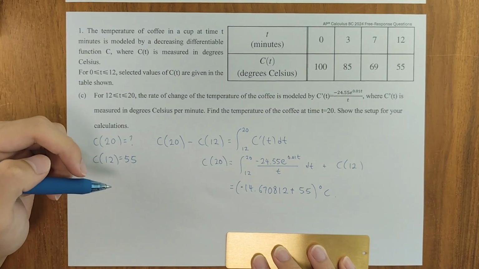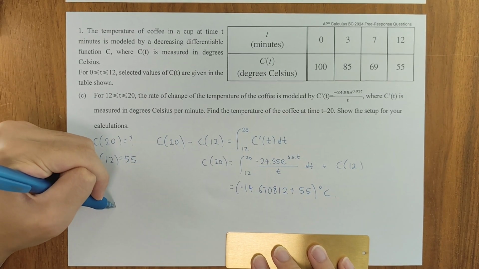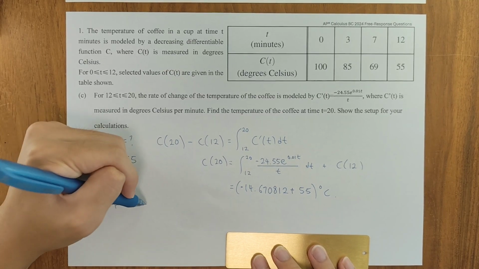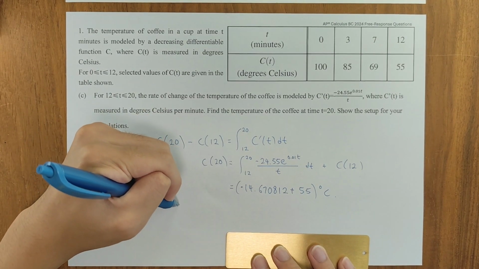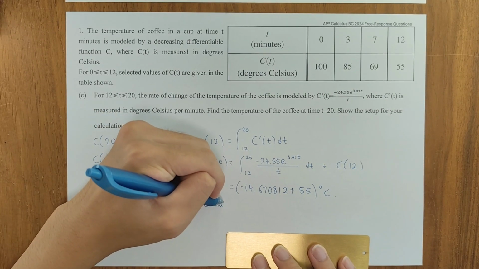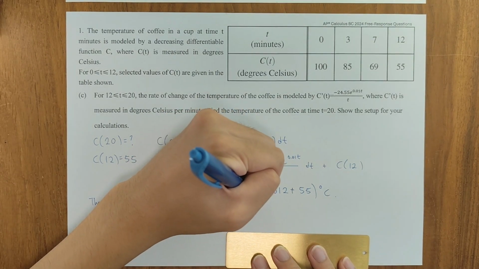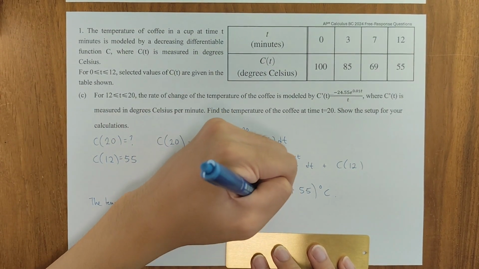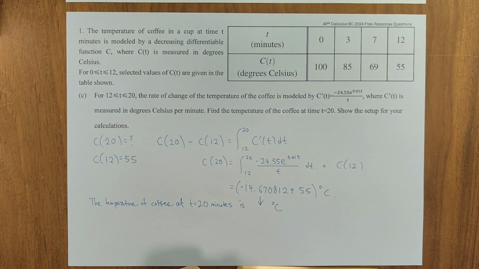So the temperature of coffee at t equals 20 minutes is this amount of degrees Celsius, and you can solve that out too.